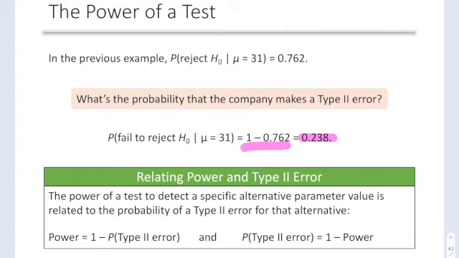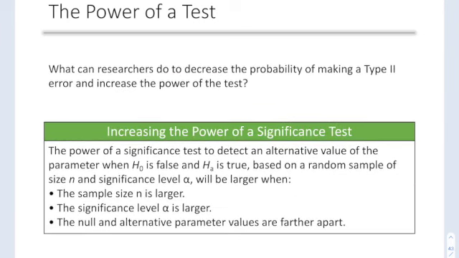So power and type 2 error are complements of each other. To calculate power, we do 1 minus the probability of a type 2 error. To find the probability of a type 2 error, it's 1 minus the power. On the AP exam, you'll possibly be asked to calculate one or the other, but they're going to give you one, and you just need to find the complement. You're not going to actually have to calculate one of them to then find the other.